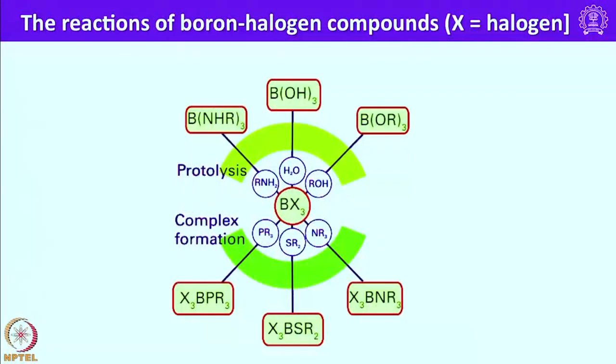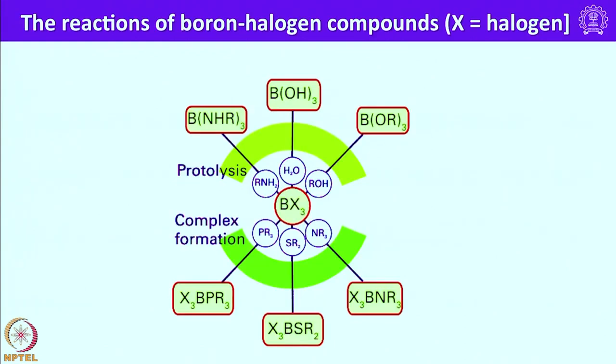Because of the mismatch of the orbitals, overlapping is not very efficient, whereas in the case of boron trifluoride we are talking about 2p interaction. Here the overlapping is more efficient. As a result, BF3 somehow overcomes the electron deficiency compared to BCl3. As a result, BF3 is slightly less Lewis acidic in nature compared to BCl3. So, this shows the reactions of boron halogen compounds.